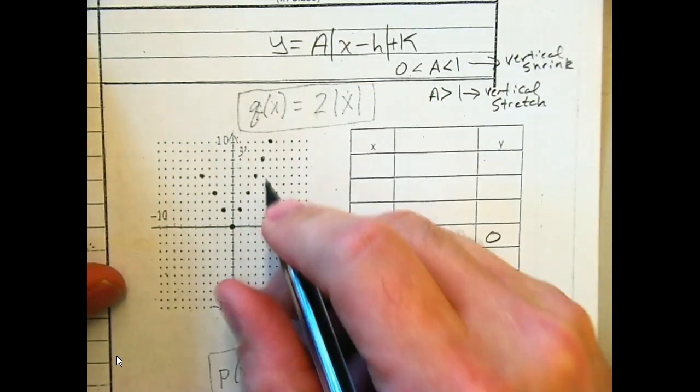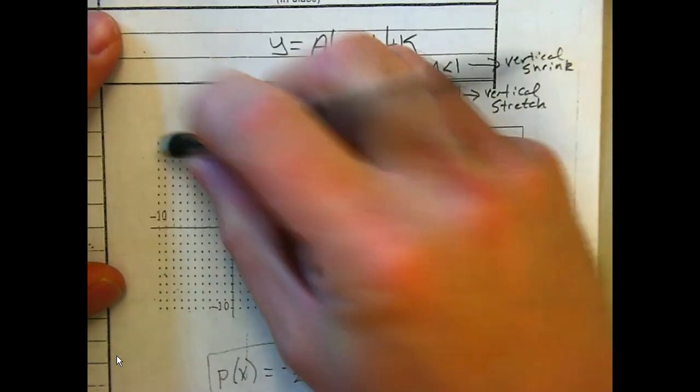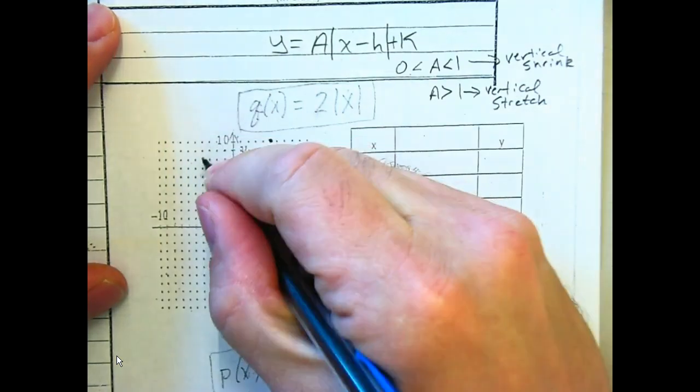Now I messed this one up. Look, this one's 1, 2, 3 away, 1, 2, 3 away. Unbelievable. Such a rookie mistake.